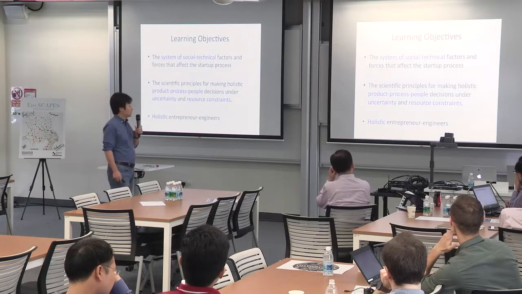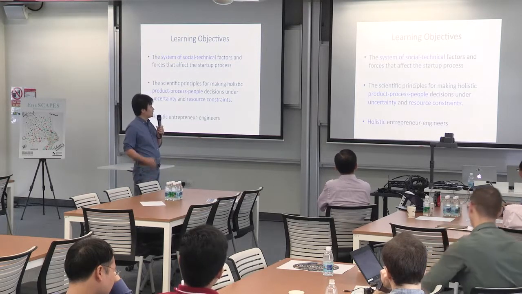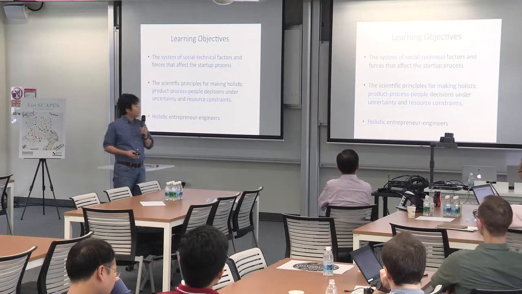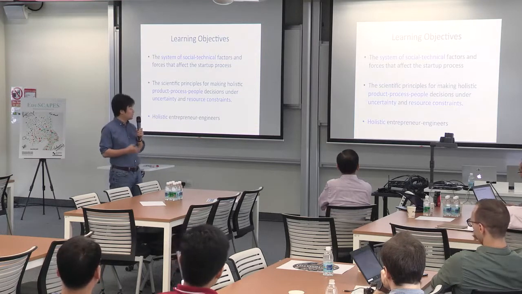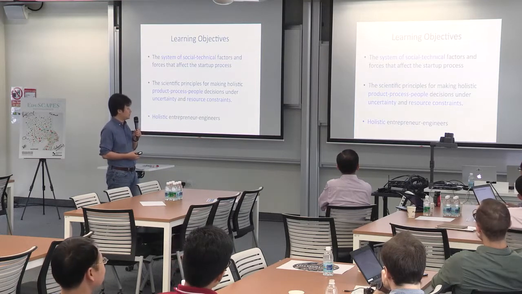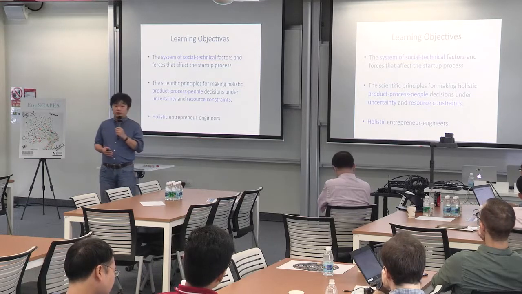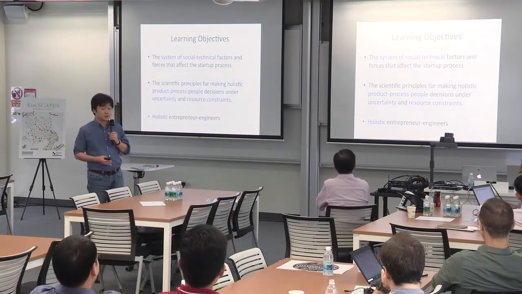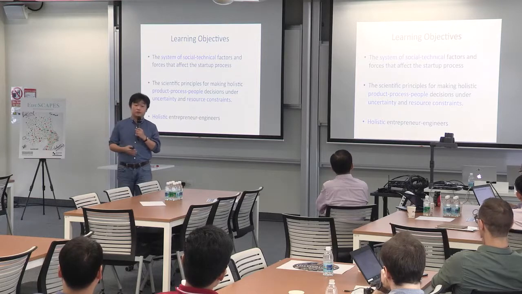My learning objectives for students are for them to learn about the system of social and technical factors and forces that affect the entrepreneurship process, and the scientific principles for making holistic product, process, and people decisions under uncertainty and resource constraints. So they're supposed to be holistic. They're not just doing engineering, not just doing business, not just doing PR or marketing. They must be holistic. Entrepreneurs are entrepreneurs.